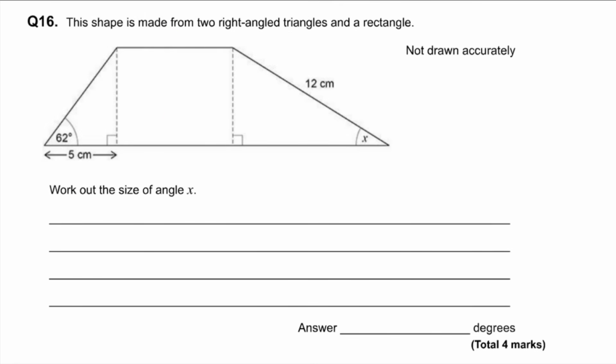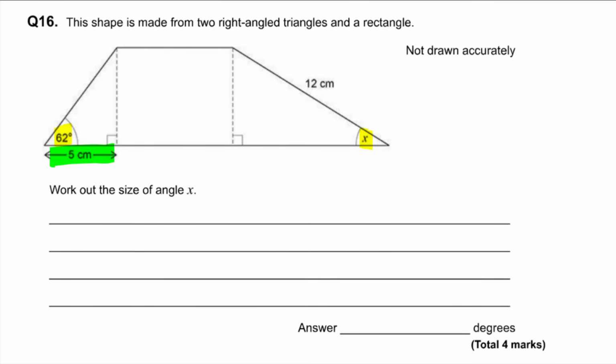Question 16. This shape is made from two right angle triangles and a rectangle. Work out the size of angle X. So there's angle X all the way over there. Can't really start in that triangle though. We only know one thing. That's not enough to use either Pythagoras or trigonometry. No, you need to know two things in the triangle in order to use those. So we know two things over here. We've got this angle down here, which is 62, and we know that this side here is 5 centimeters.